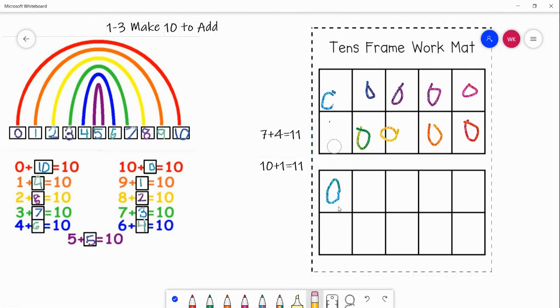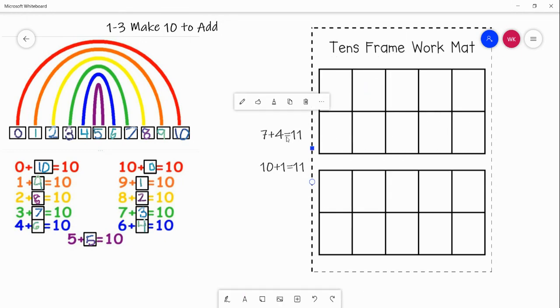Here we go. Let's do the equation 6 plus 5. So let's go over to our rainbow. What is attached to 6? 6 plus what equals 10? So let's look. 6 plus 4 equals 10. We are going to take 4 from 5 to make 10. So we're going to have 10 now.